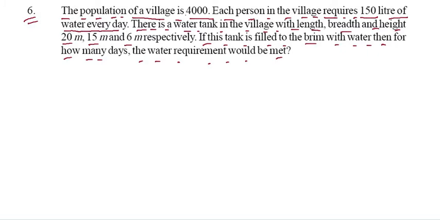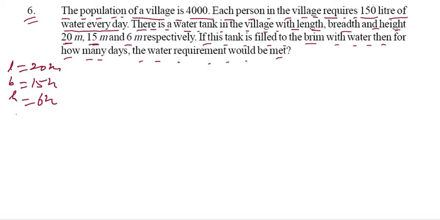4000 is the population of our village. Let's see. First of all, we have to find the volume. Then we can decide it. So first of all, we want to write the length. Length of the tank is 20 meter, and the breadth is 15 meter, and height will be equal to 6 meter. It is given here 20 meter, 15 meter, and 6 meter.